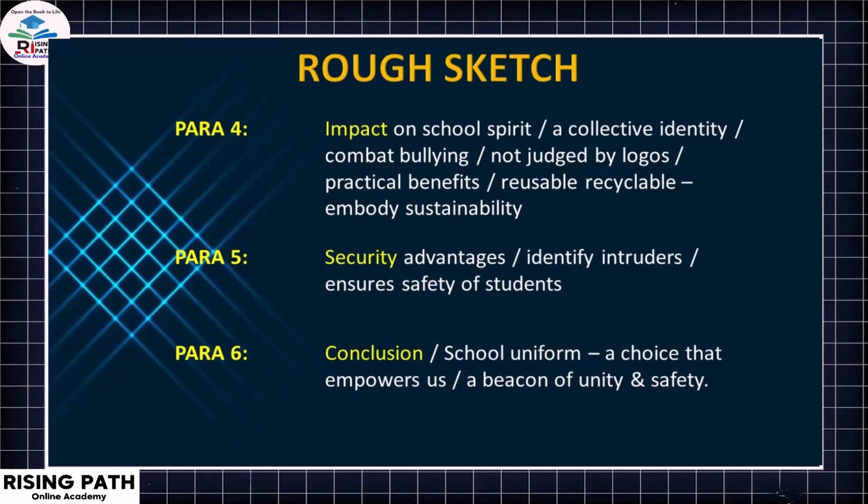So lastly, this is the concluding paragraph, and the first and the last paragraphs are never too lengthy. Normally 55 to 60 words is okay. So the conclusion should be that you are going to conclude: school uniform, a choice that empowers us, a beacon of unity and safety. Remember that you are not going to repeat the points, but you are just going to conclude it in an effective way.